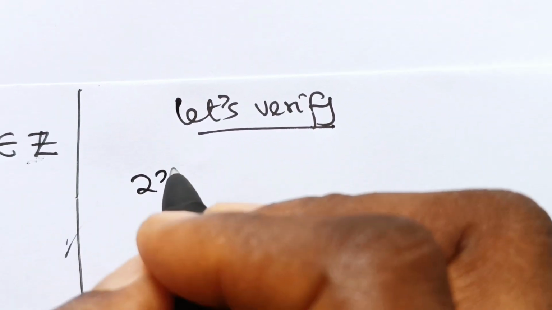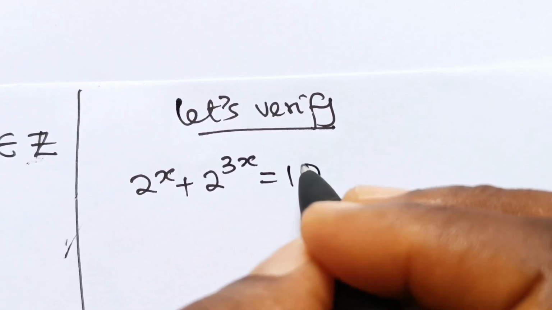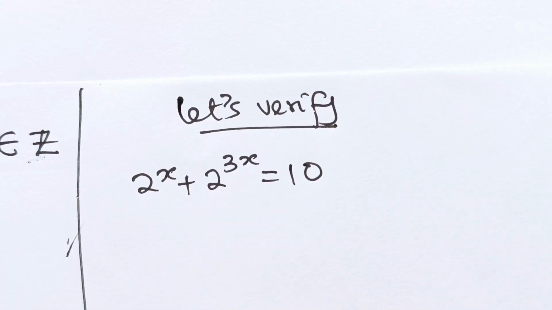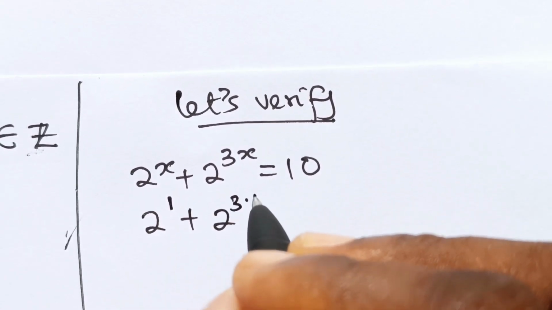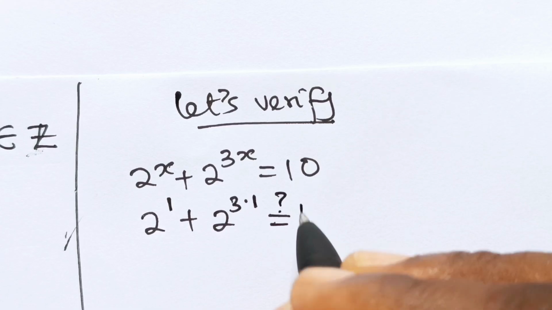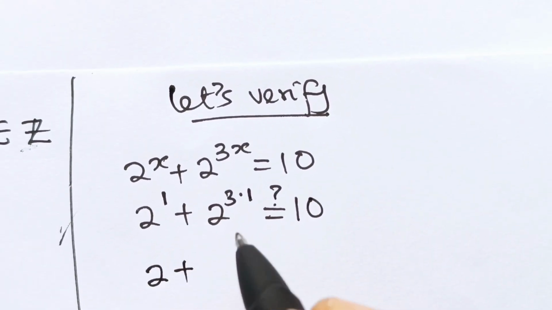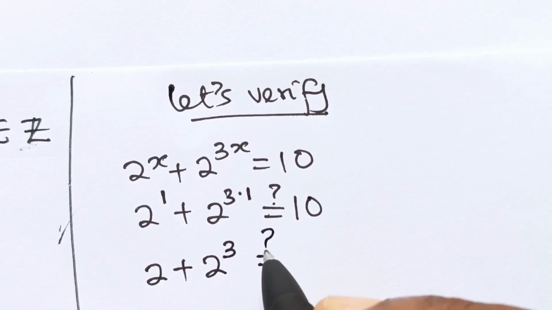Now let us verify. The equation says that 2 to the power of x plus 2 to the power of 3x is equal to 10. Now we say let our x be equal to 1. So we say 2 to the power of 1 plus 2 to the power of 3 multiplied by 1. Is this actually equal to 10? Now 2 to the power of 1 is 2 plus 2 to the power of 3 times 1 is 3. Is this equal to 10?